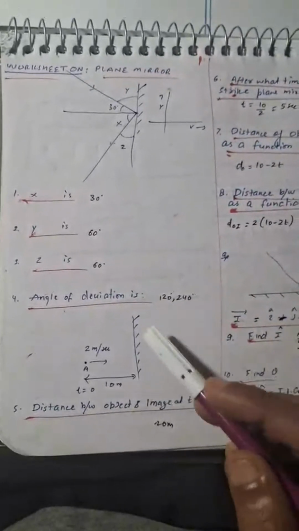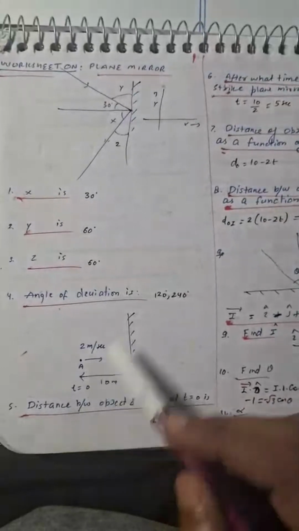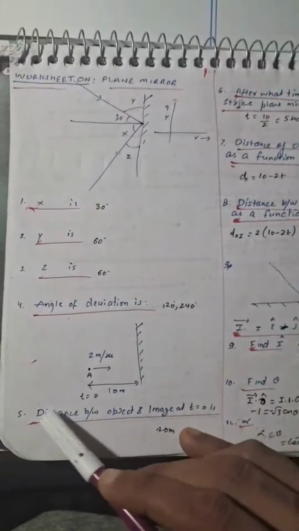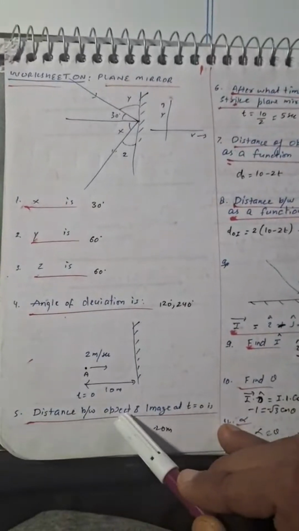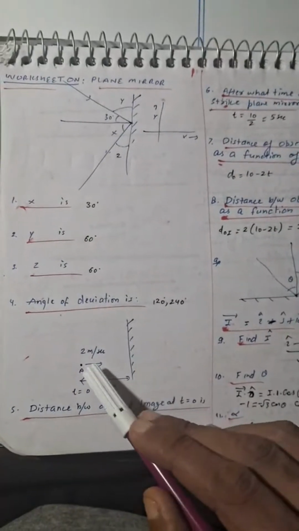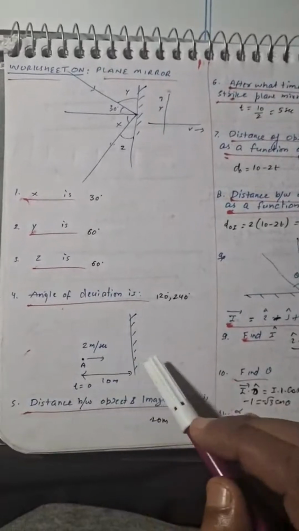Now there is a question that there is a plane mirror and a body is moving with a speed of 2 meter per second. Initially the distance of the point from the mirror is 10 meter. So the first question is the distance between object and image at t equal to 0. So the image will be formed at the same distance, so the total distance will be 20 meter over here.